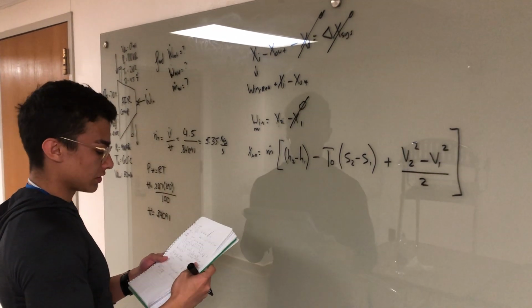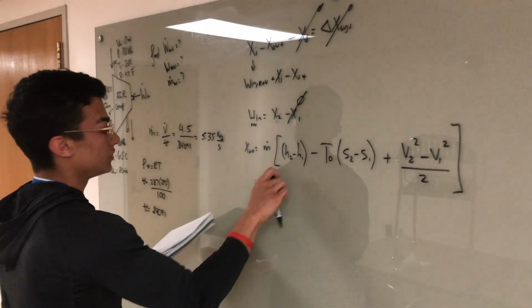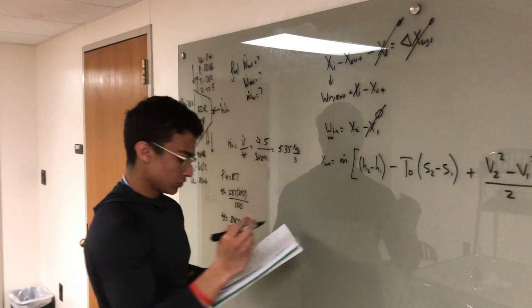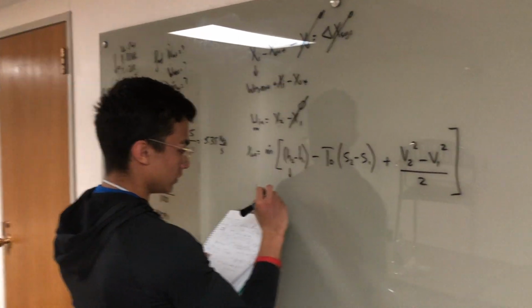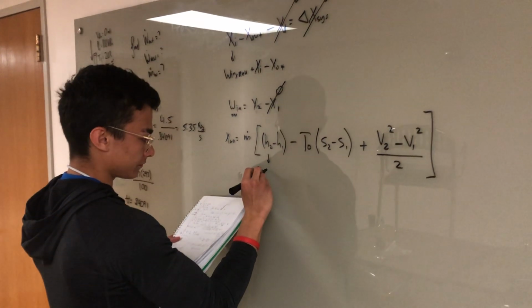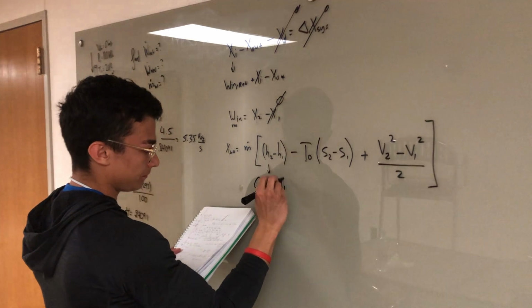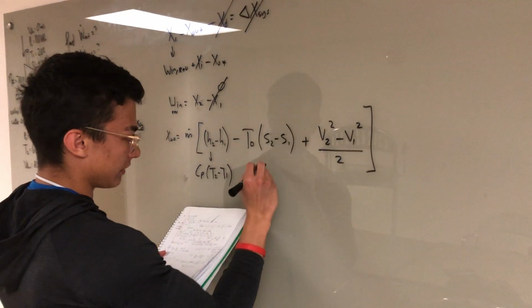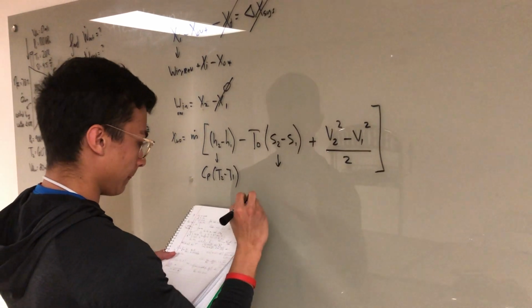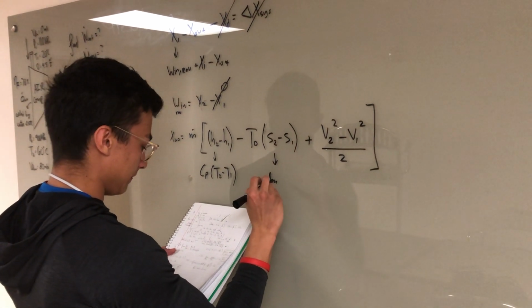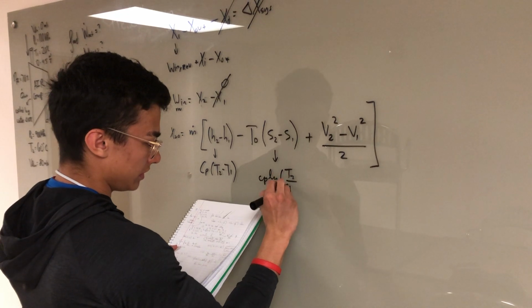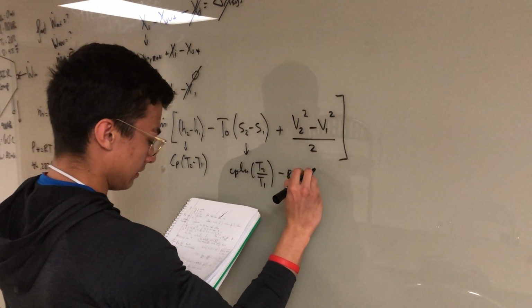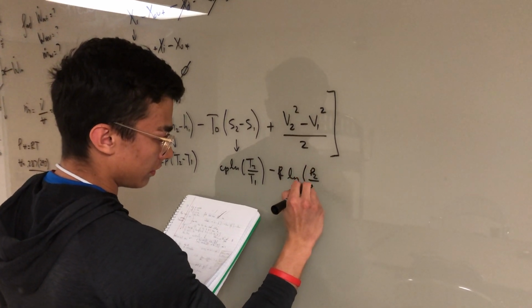So now we're just going to have to start plugging stuff in. And now you see that we're going to be seeing H's, but we're dealing with air. So the H's will turn into Cp (T2 minus T1). And your S's, since we're dealing with air, will turn into Cp ln(T2 over T1) minus R ln(P2 over P1).